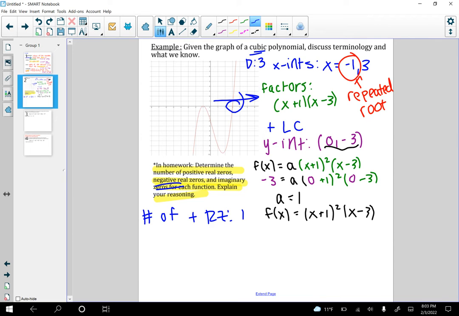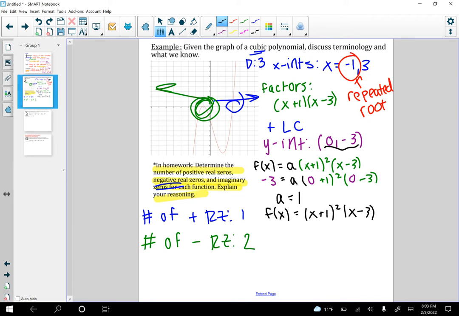Negative real zeros mean that they are located on this side of my x-axis, or simply negative x-intercepts here. So I have one of them at -1, so the number of negative real zeros. Now, technically, since this is a repeated root, it counts as 2. Although visually it only looks like we have 1, we do have 2.